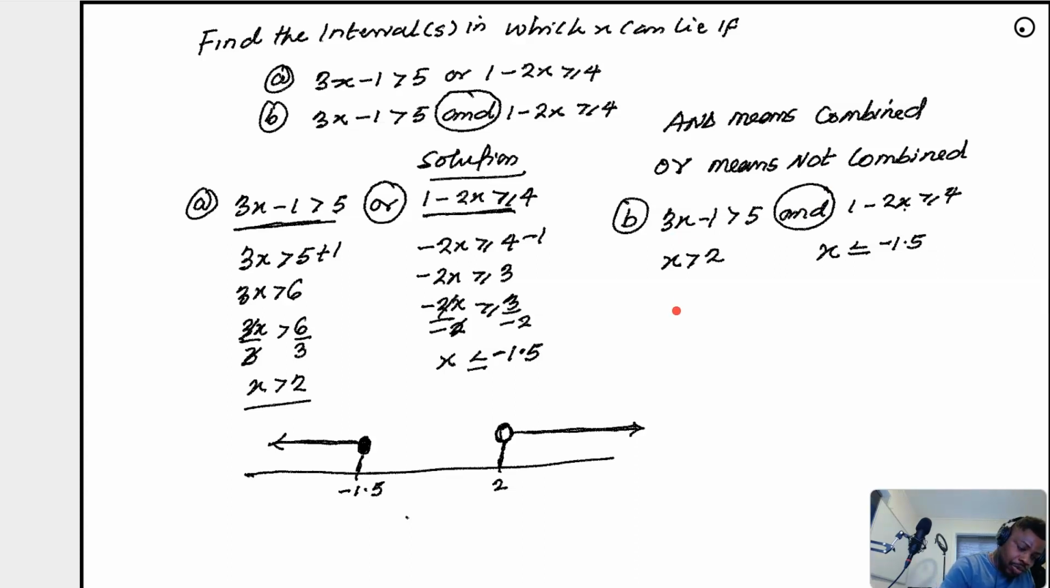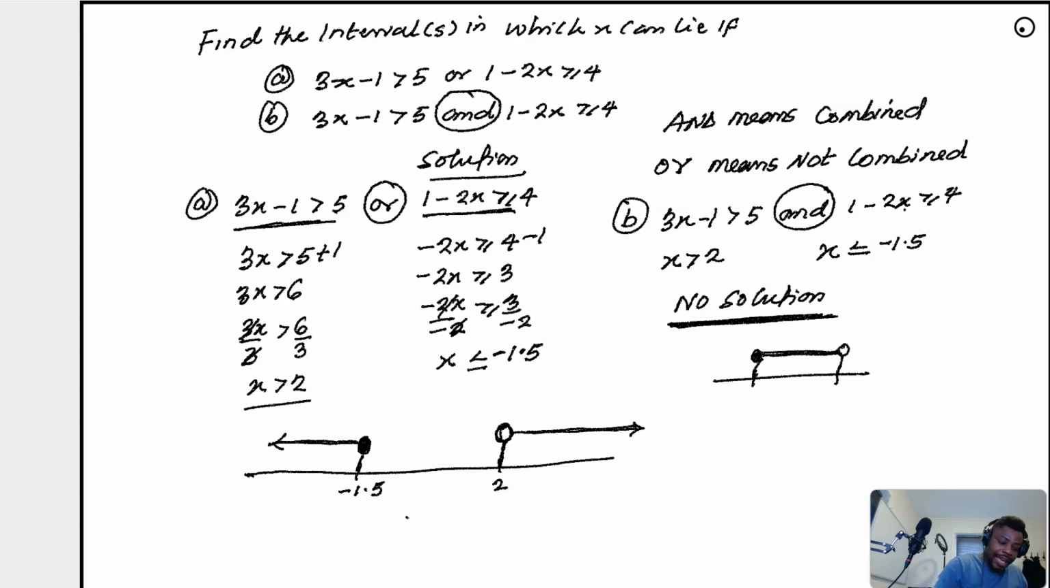So what do you say in this case? You will say no solution. Why are we saying no solution? Because in the number line, you can see the value of x that satisfies this inequality is not combined. That is why it is no solution. Because "and" means it has to be combined, something like this, where you can actually combine the values. But here, it is not combined. So the values of x that satisfy this inequality are going to be "or", not "and".